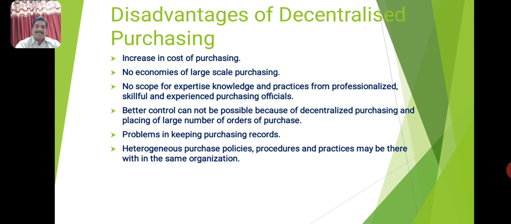So this is the end of this tutorial, and in this tutorial we have just learned about the meaning of cost, then the different elements of cost, then material cost, purchase of material, and also different methods of purchasing like centralized purchasing and decentralized purchasing. So this is the end of this session.